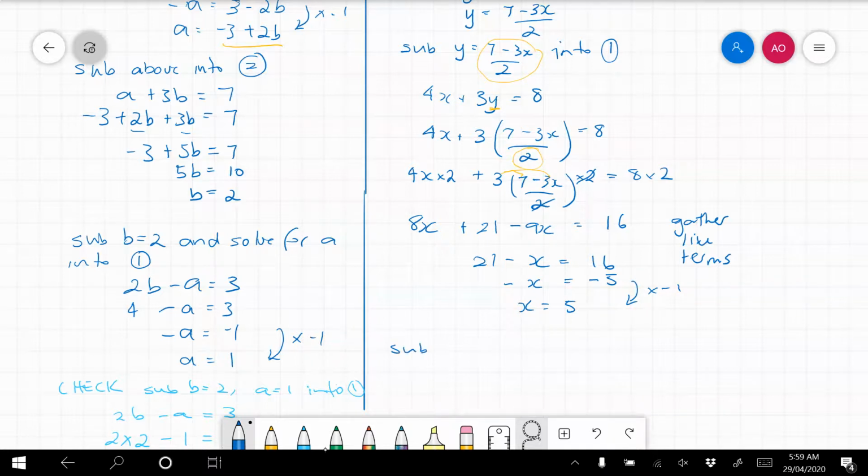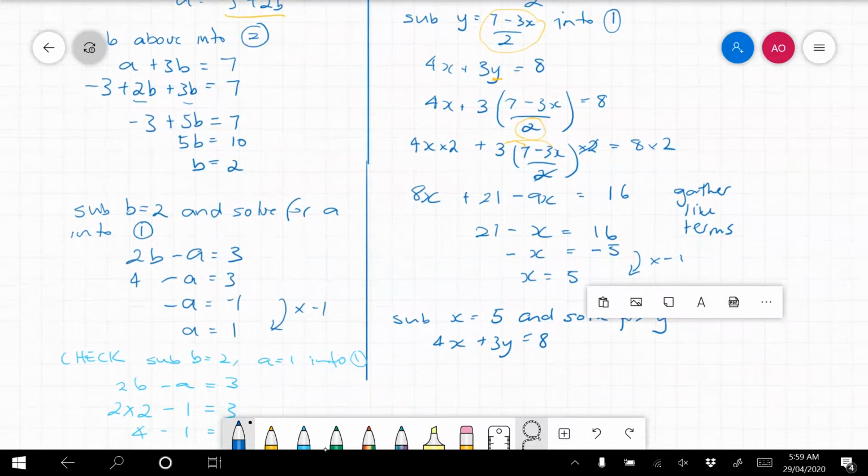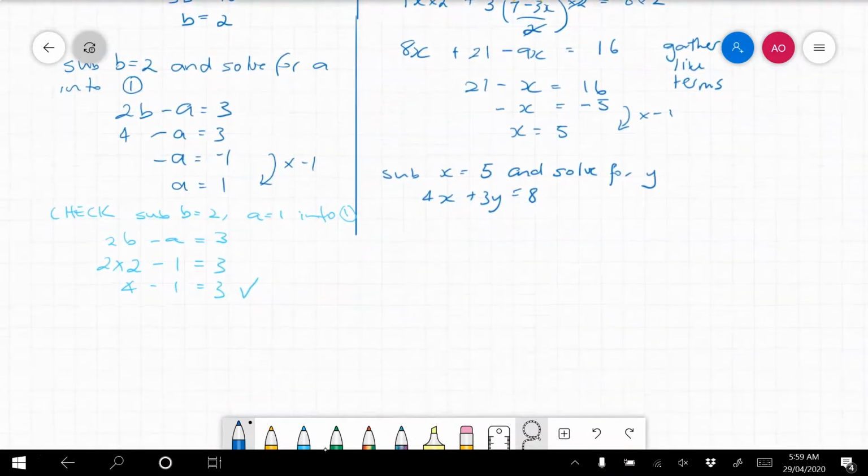I'm going to substitute x is equal to 5 and solve for y, and choose an equation to put that into. I might put it into 1. Let's go back to equation 1. That was 4x plus 3y equals 8. And now everywhere there is an x, I'm going to put in 5.